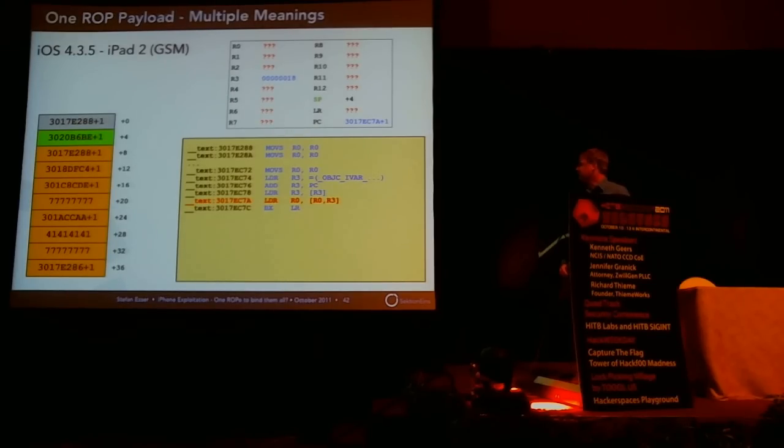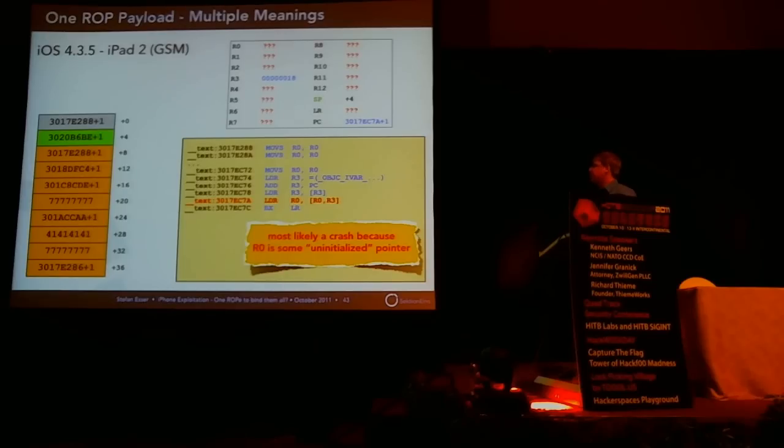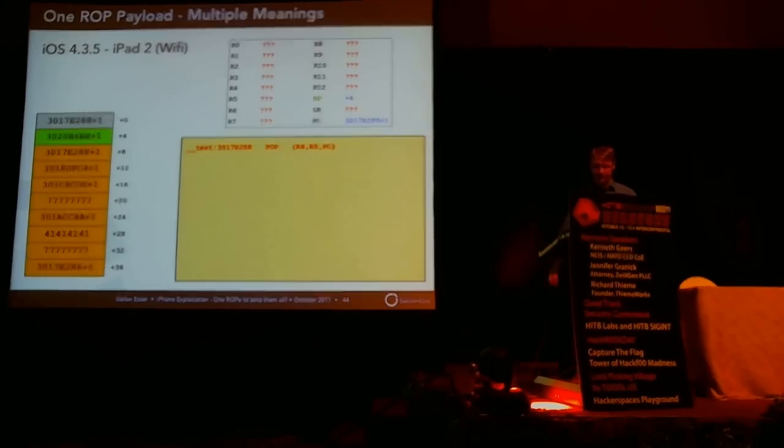Okay, but in this case, the problem is now it tries to load the friends from the R0 register, but again, this is unknown to us, so we cannot find out how many friends we have because we have no real pointer there, and again, this will crash. Okay, so let's try another device.